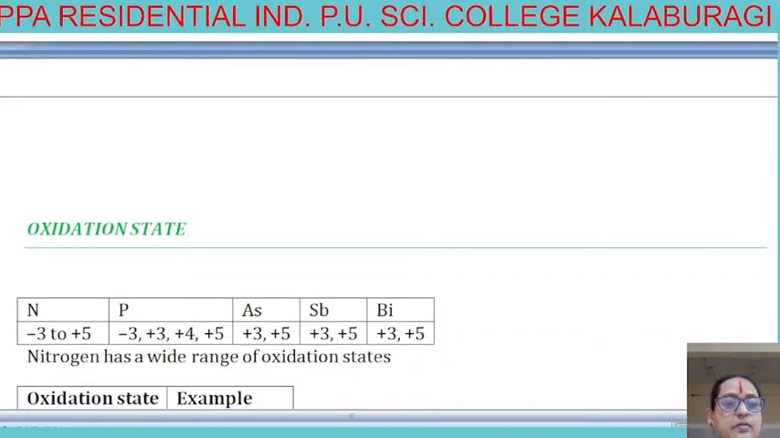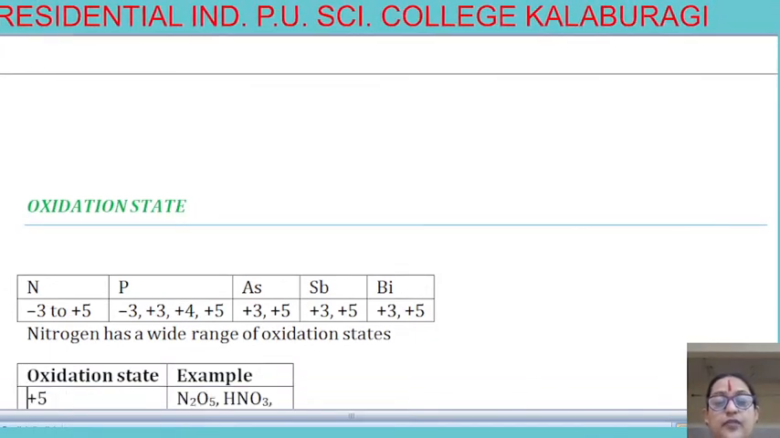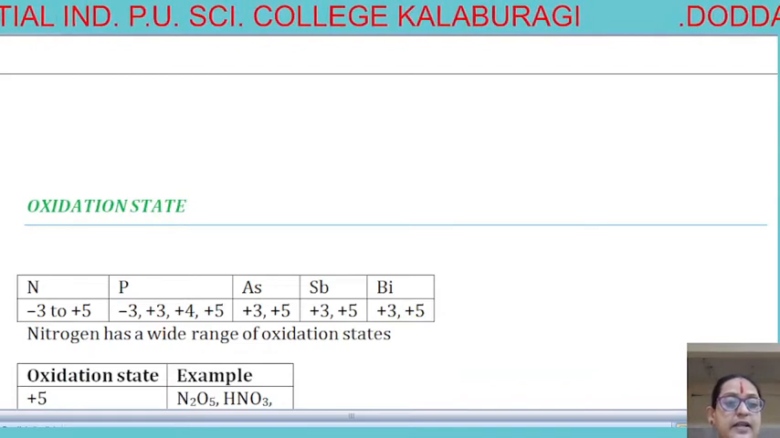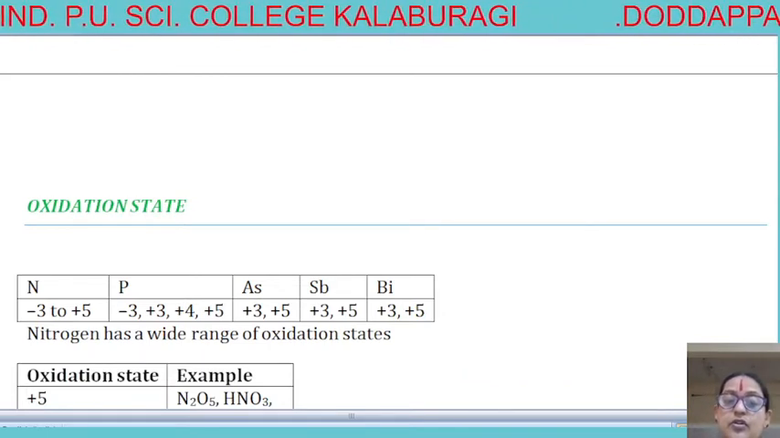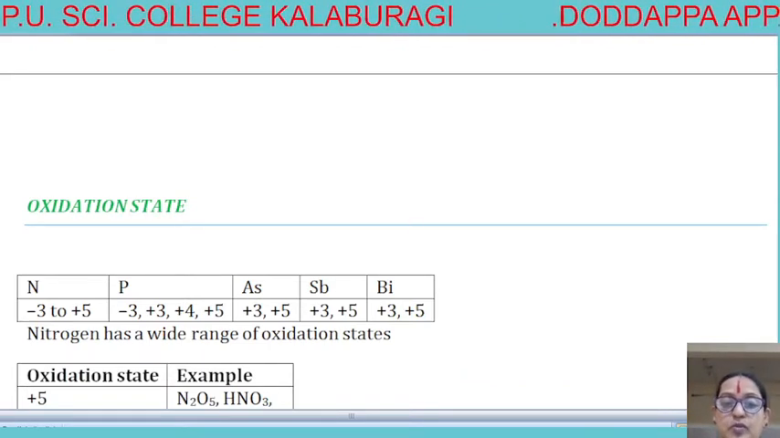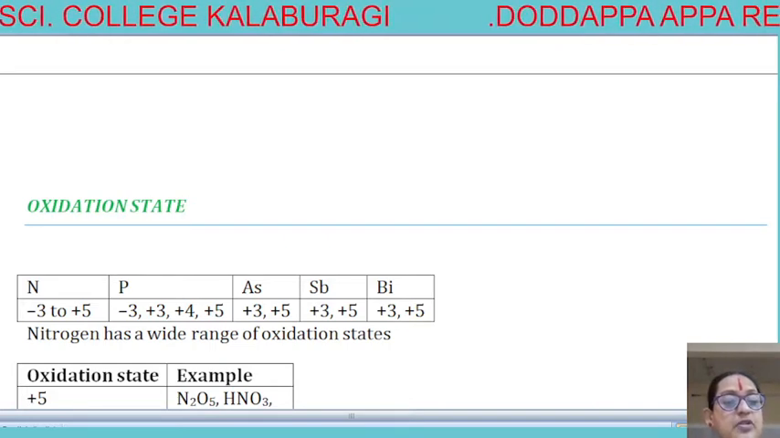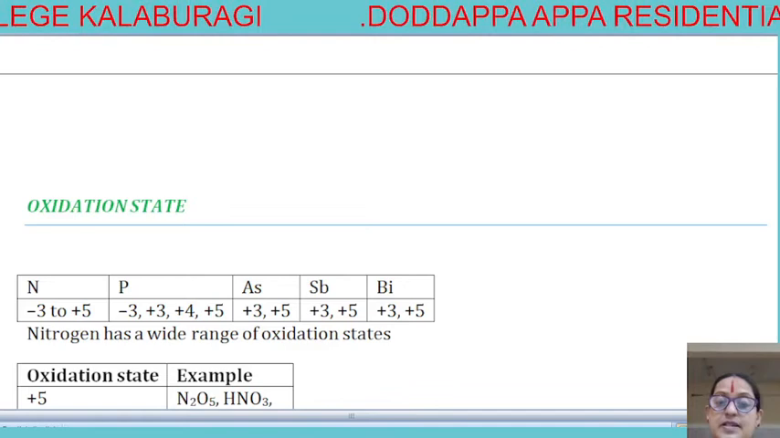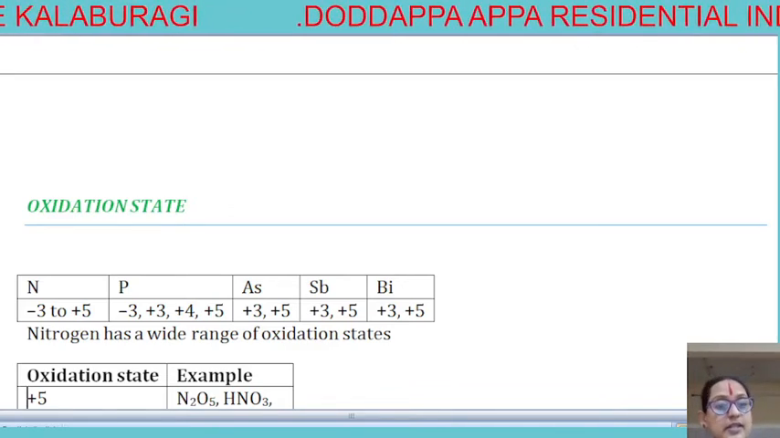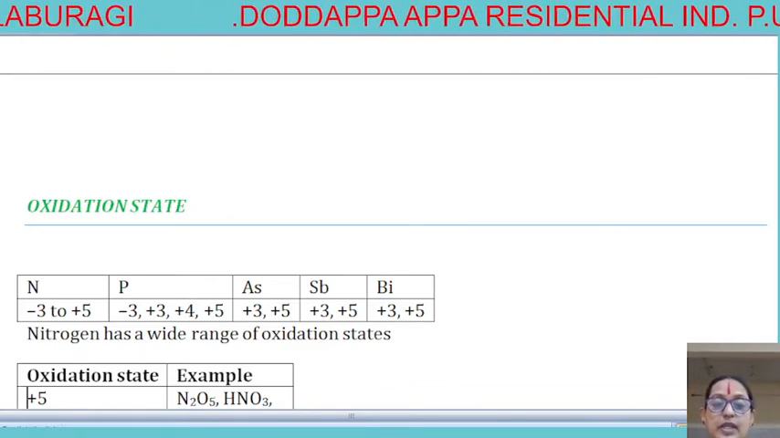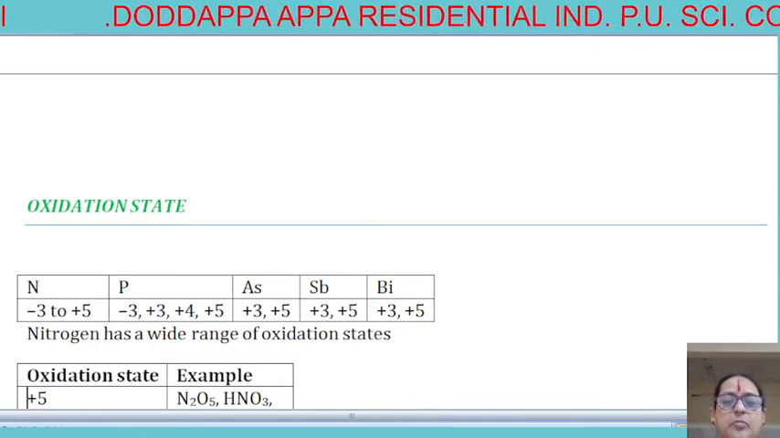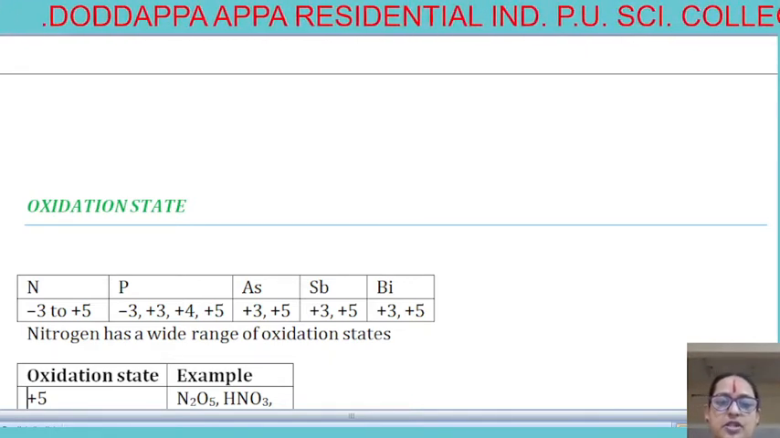Next, what we have to study is oxidation state. Here, oxidation state varies as we go down the group. Why? Because metallic character increases. We studied that all these elements require 3 electrons to become stable, which means the oxidation state must be -3. But as we go down the group, atomic size increases. Therefore, they are less able to gain rather than lose electrons to become stable. Therefore, they have +3, +5 oxidation states as we go down.